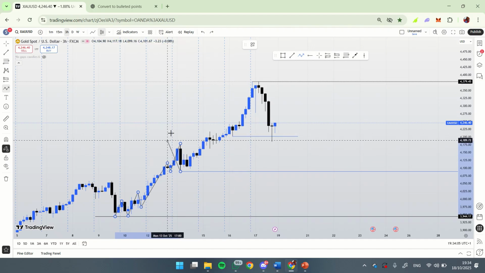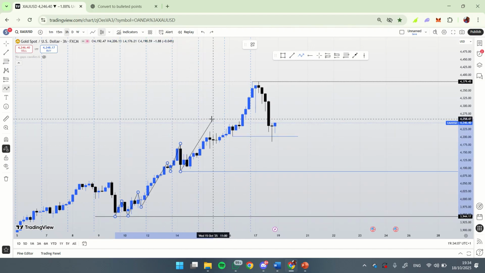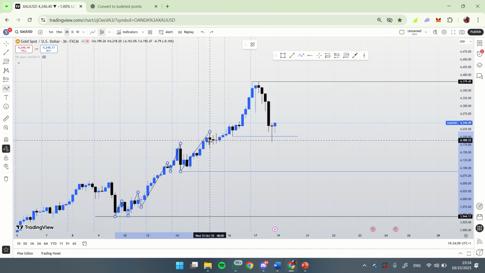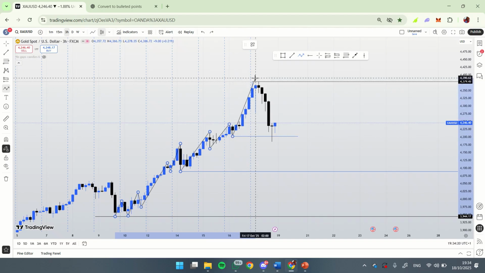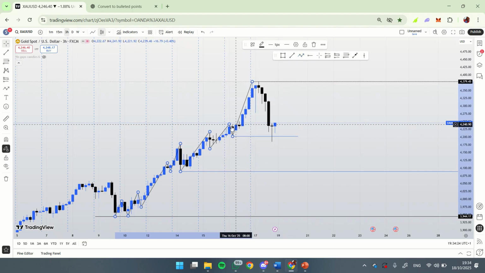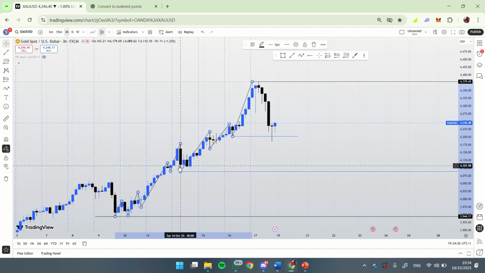Now I'm using multiple time frame structure. Because if I should drop, you see what I'm marking, right? Made this to this low, to this high, then to this low, then to this high. So you see how I got this one and how I got this one. So let's see what the week will do.